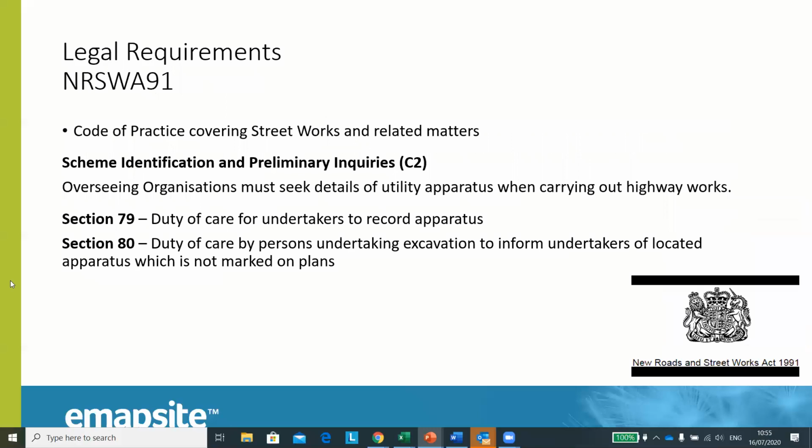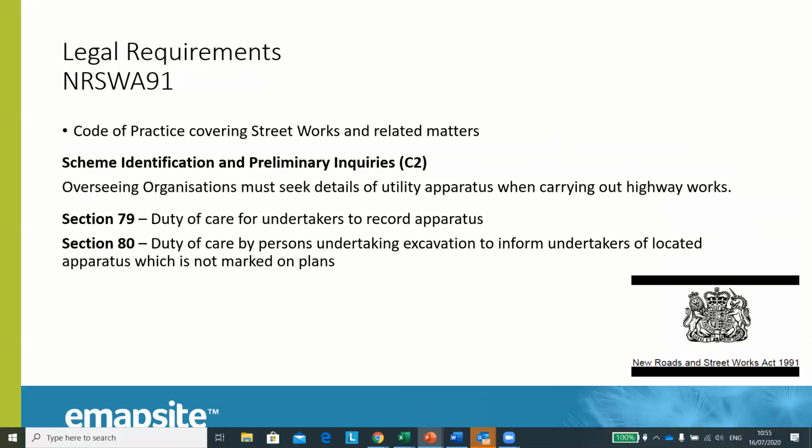So following on, we'll have a brief look at the New Roads and Streetworks Act 1991, otherwise known as NRSWA 91. And this act covers all street works and related matters. So while it's not relevant to everybody, it is directly relevant to you if you intend to break ground in a public highway. And the act states that any organisations intending to carry out street works must obtain information on utility apparatus before work commences.